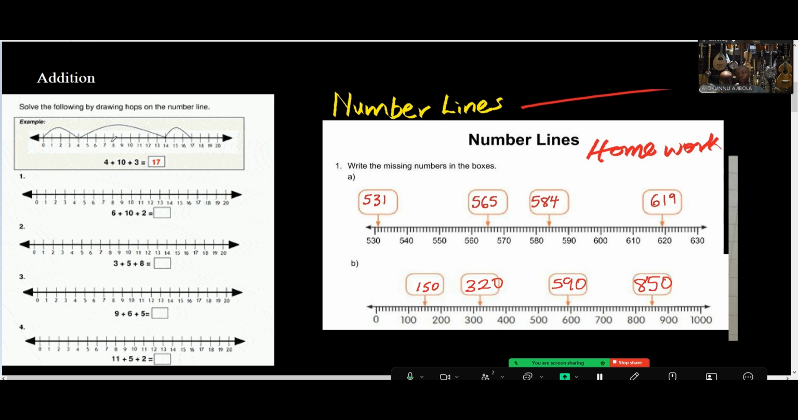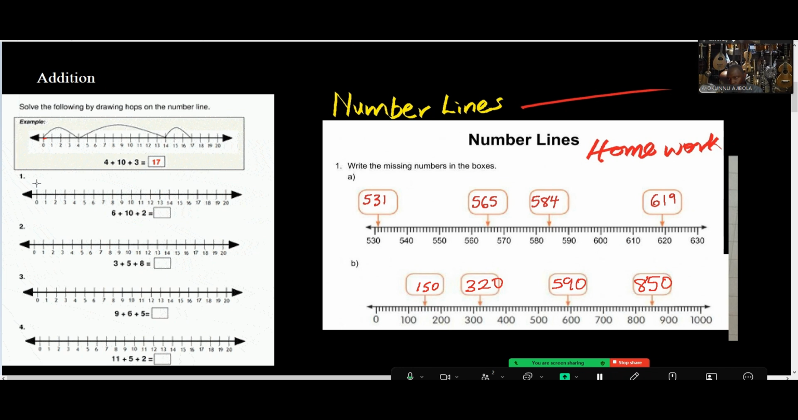The first one has been done. When you say 4 plus 10 plus 3, you counted 4, you counted 10, and counted another 3. That gives us 17, okay? Is that clear? Okay.